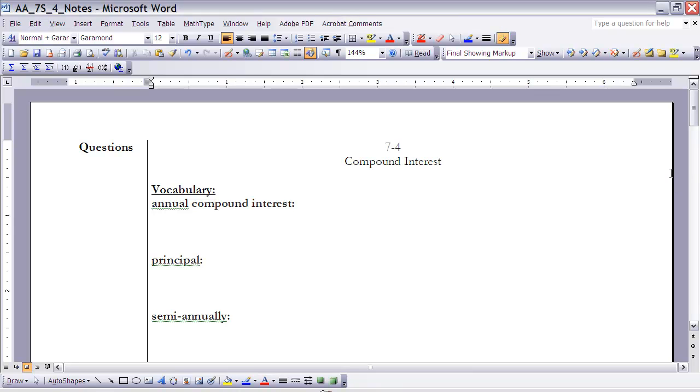Okay, these are the notes for section 7.4. Make sure that you've gone through them, and when you did your reading you should have filled out the vocabulary at the top of these notes. I'm not going to be going through that, but if you have any questions about any of those vocabulary terms, make sure that you ask about them in class next time.